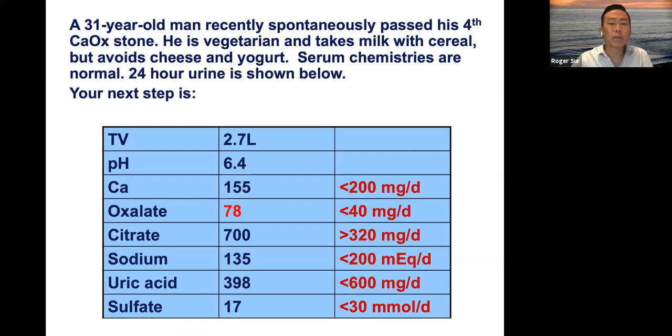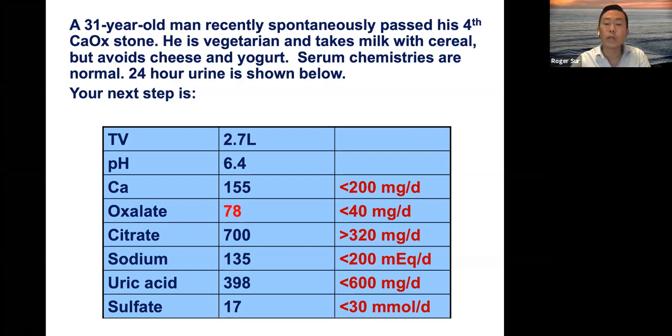His serum chemistries are normal, and his 24-hour urine is below. What you can see here is he's spilling a lot of oxalate into his urine. Why is that? Well, the question is, what is the next step? What should we do with someone who's a vegetarian? That's a lot of oxalate probably in his diet, and he avoids some dairy products that have calcium.